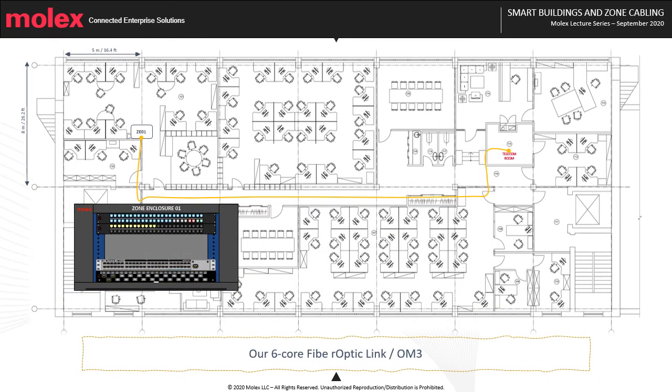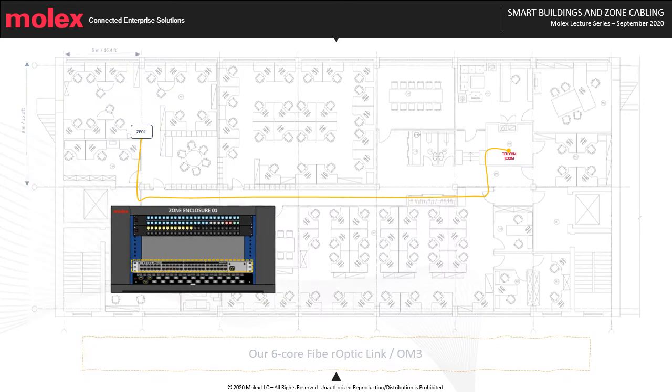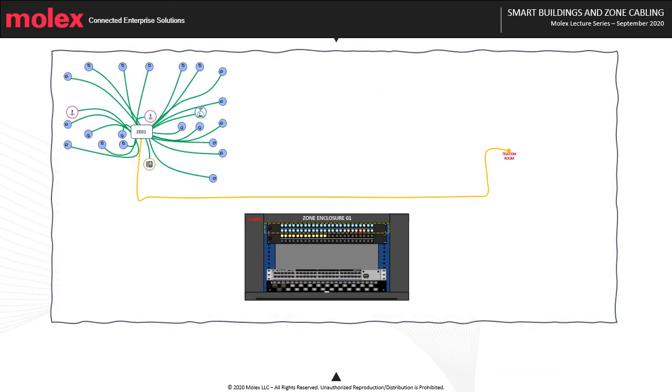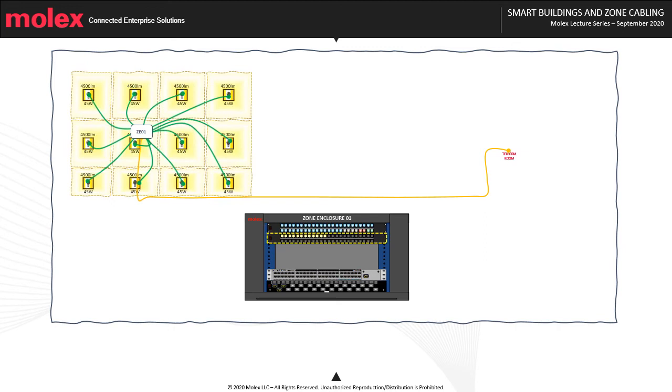And finally, our zone enclosure 1 will be attached to our telecom room with a 6-core fiber optic link. Then all our remaining endpoints will be distributed with category 6A cable runs. That is conventional data and other building applications. And our lighting fixtures as well, for which we could very well use, as we said earlier, Cat5e AWG22 cable.